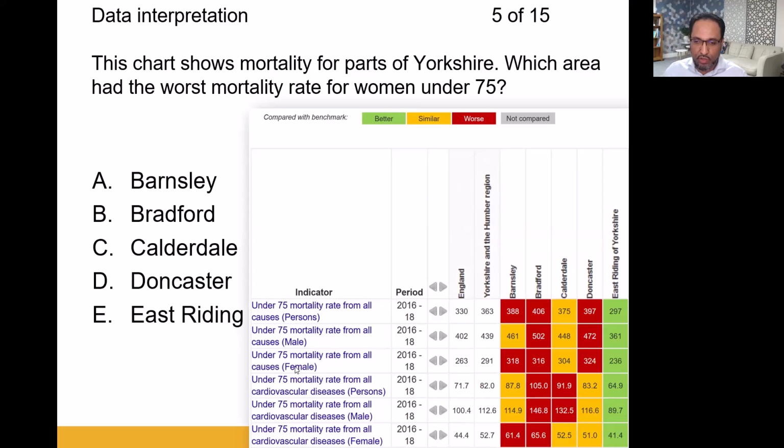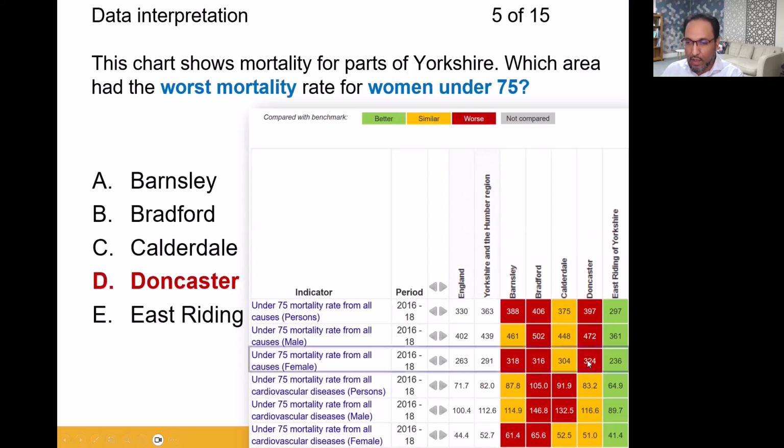So all we need to do is make sure we're looking at the correct line. So under 75 mortality, female, this one. And then you're just looking across and it says worst mortalities. That's the other important thing to read. So is a higher number worse or a lower number worse? Higher mortality is worse, right? So you're just looking for the highest number. So what's the highest number on this row? Doncaster, 324. So the correct answer is D, Doncaster.